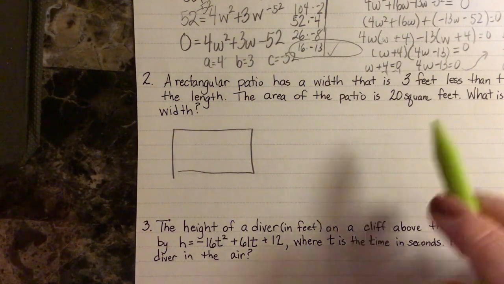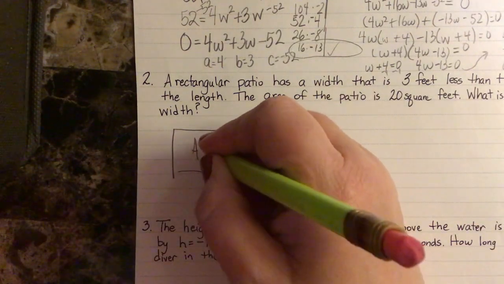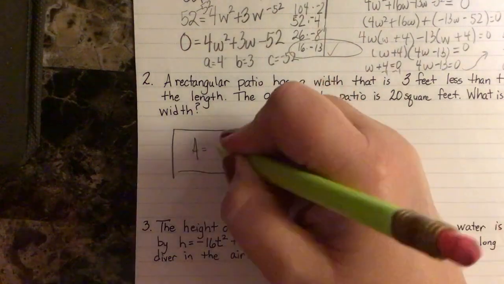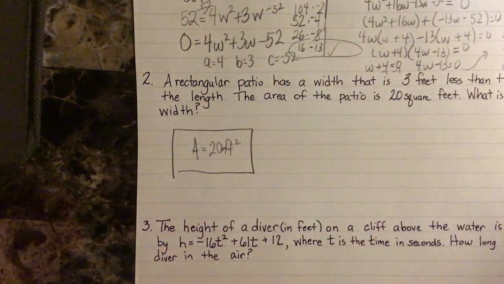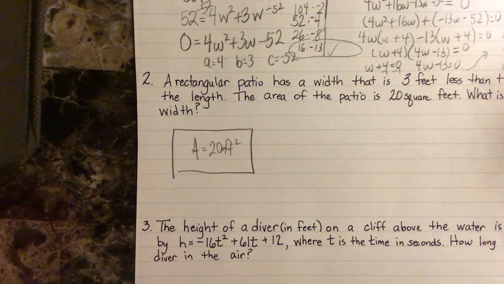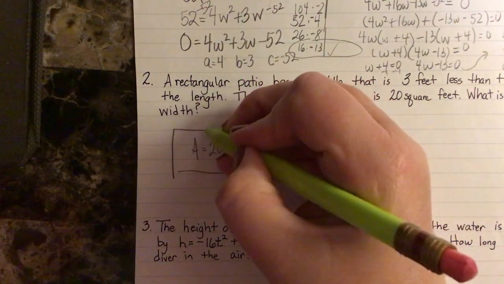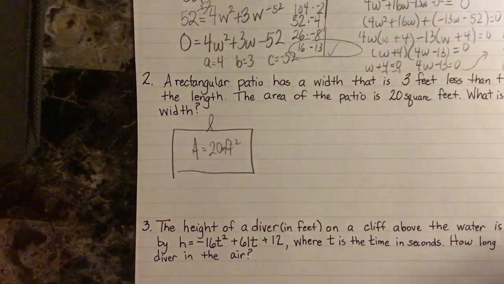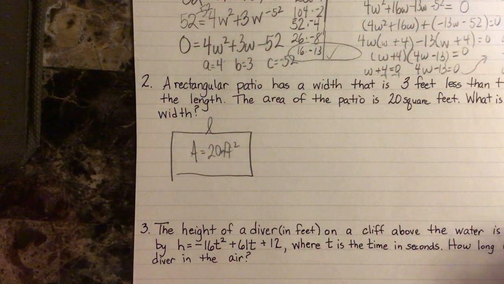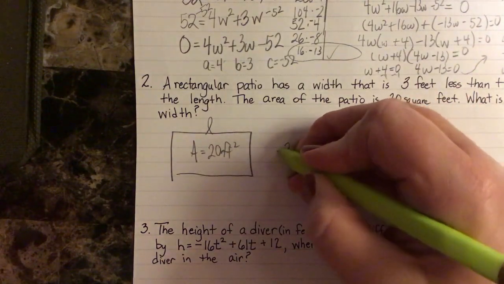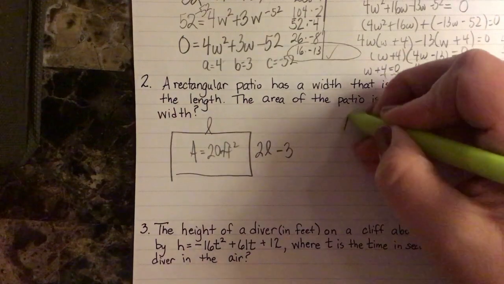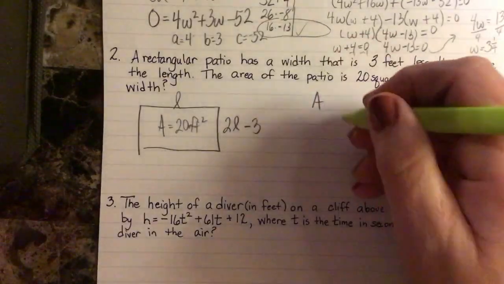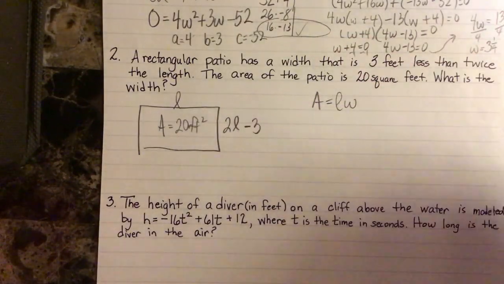And then I'm going to put 20 square feet. The width is 3 feet less than twice the length. So this time I don't know the length, but I know the width is 3 feet less than twice the length. So my formula is area equals length times width.